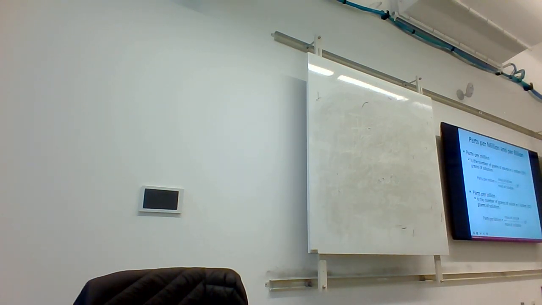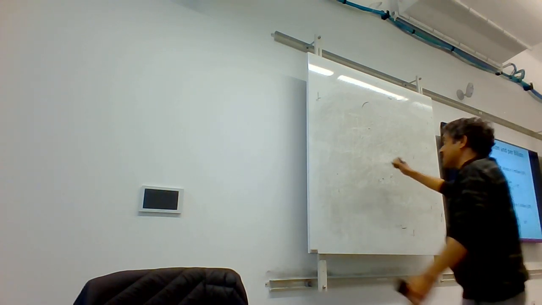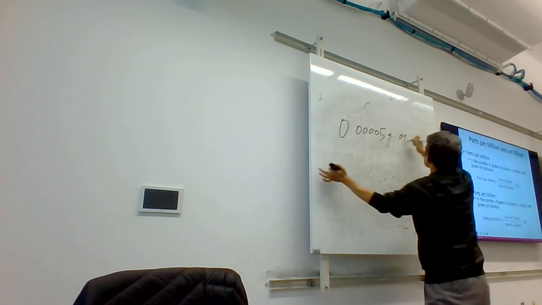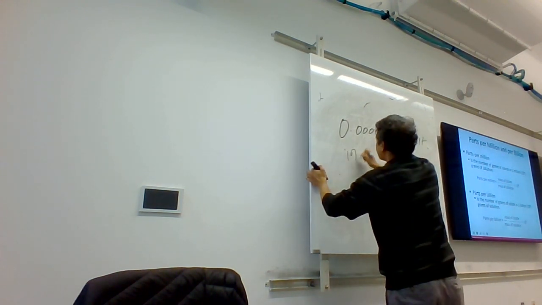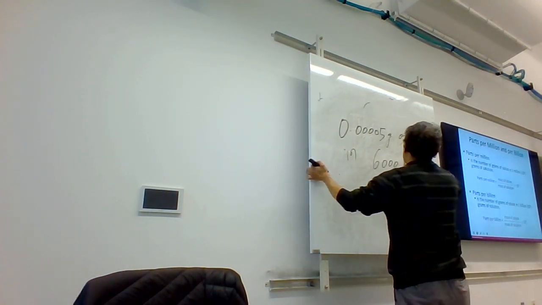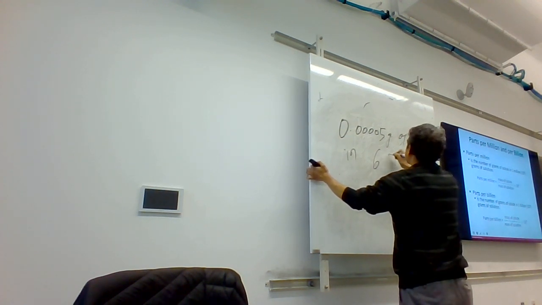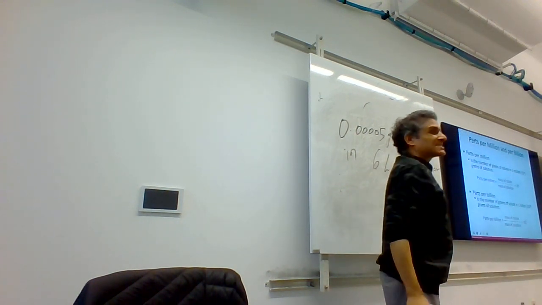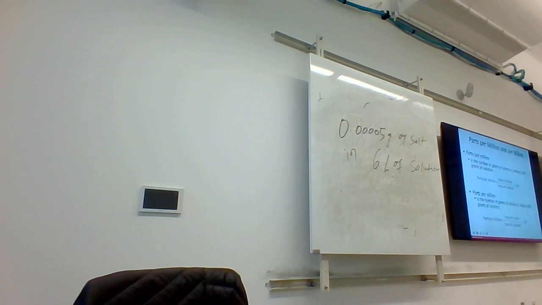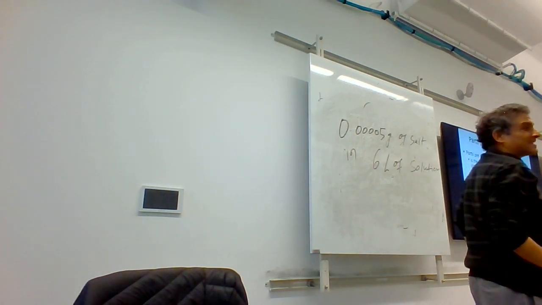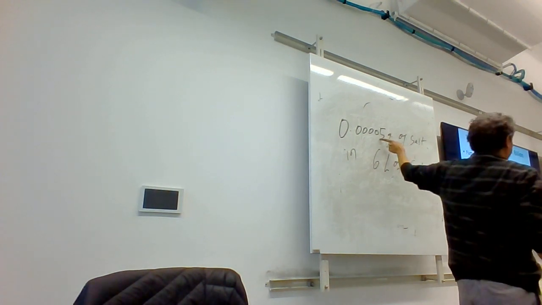So parts per million: mass of the solid divided by the mass of the solution. Let's say here you have 0.00005 gram of salt in 6 liter of solution. So this is the problem. You go to the ocean and collect 6 liter water, and in that 6 liter water you found that much salt. So what is the part per million? You got that? It's a tiny number, right?